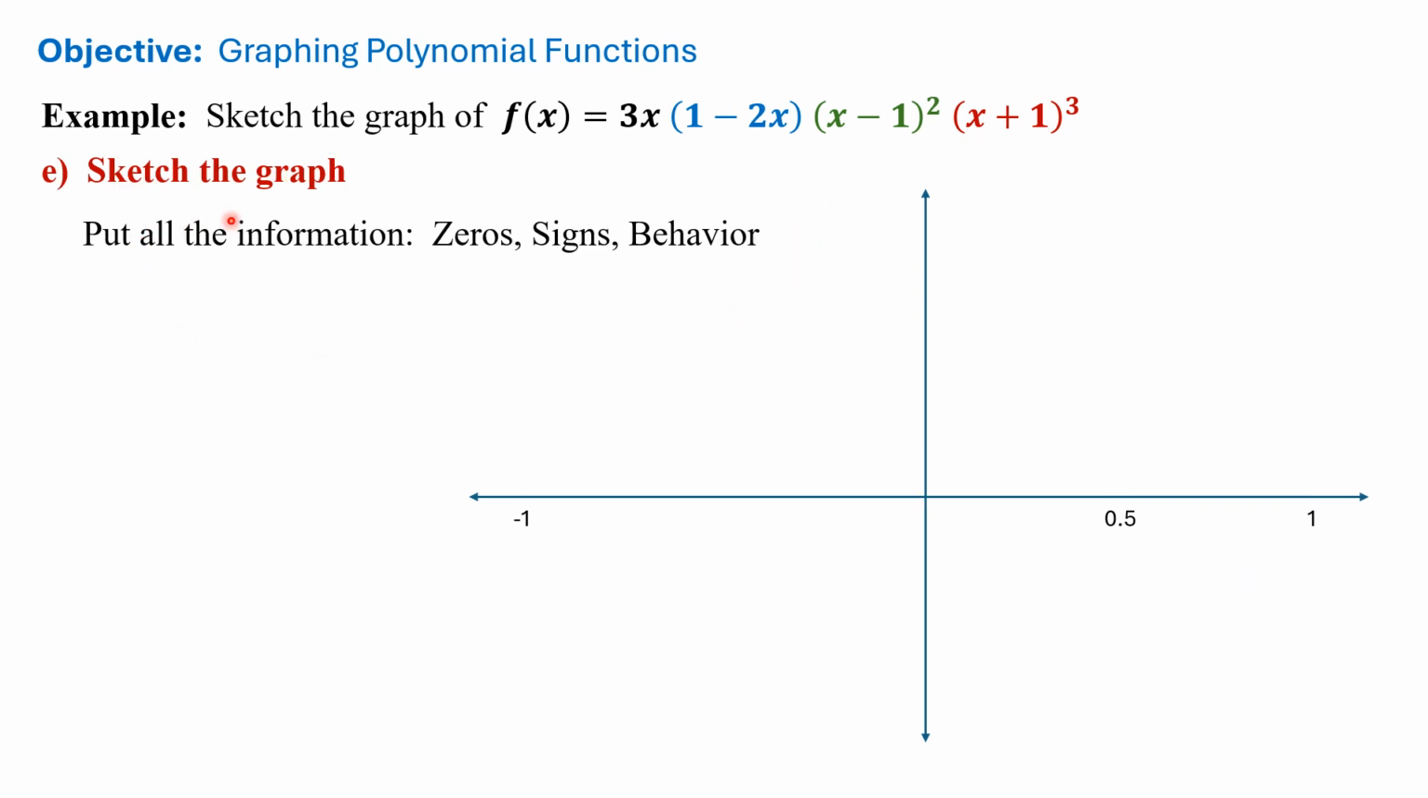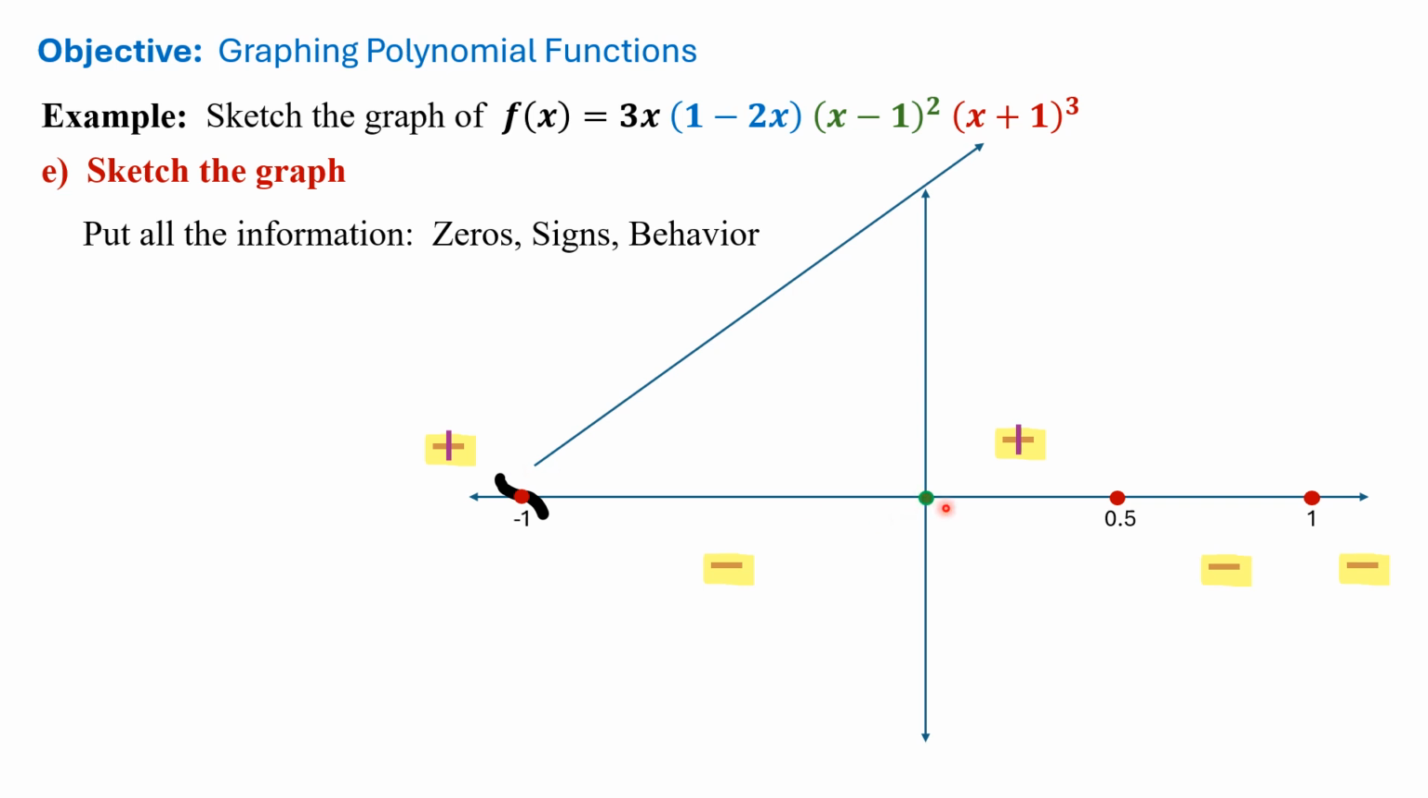Now for the last step, in sketching the graph, let us put together all the information that we got in the previous steps. So we can plot the zeros or the x-intercepts. Then after that are the signs. And then the behavior. So for this zero, since it is odd, the behavior of the function will cross like a curve. And it will start from positive here, so it should be above, and then negative on this side. So the graph will be like that.